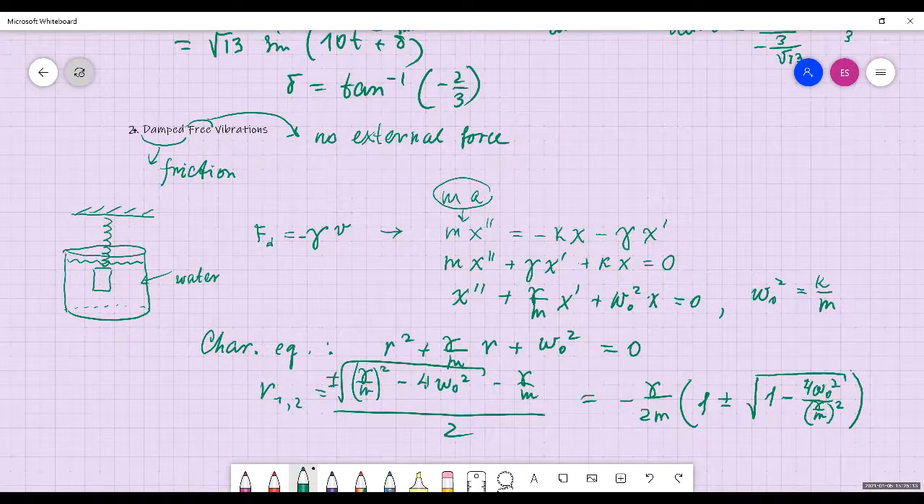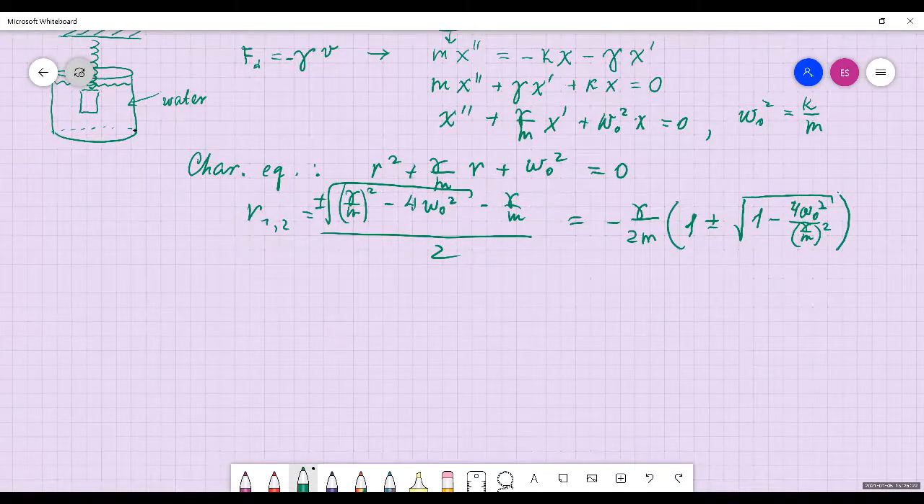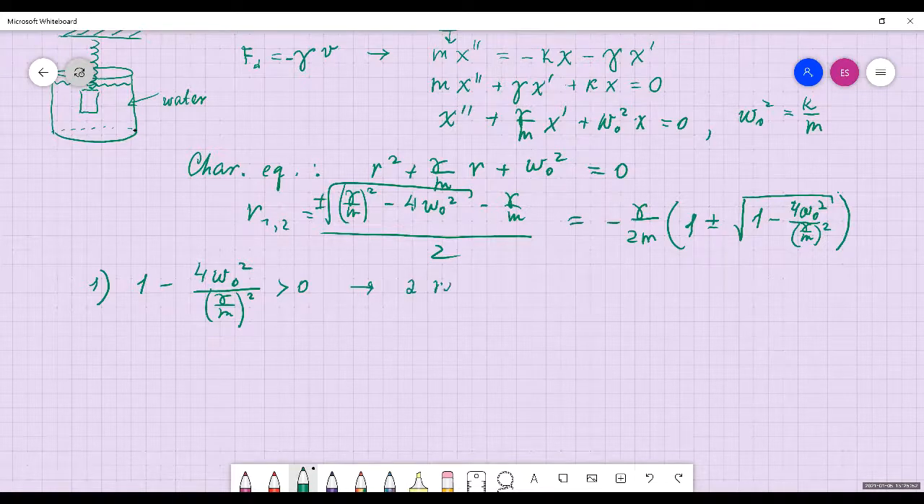Why do we need this complicated form? Well, it's going to be a little bit easier for us to decide what kind of solutions we are going to have, because initially we don't know what is gamma, what is m, and what is omega 0, which is defined with m and k. Now we are going to have different situations here, right? So situation number one: under the square root, we have something positive. If we have a positive number under the square root, we have two real solutions.